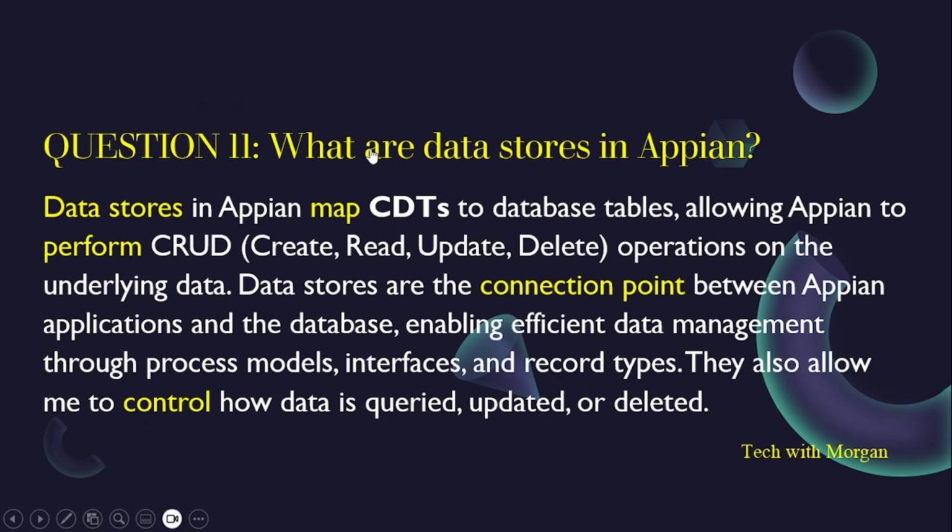Question 11. What are data stores in Appian? Data stores in Appian map CDTs to database tables, allowing Appian to perform CRUD, create, read, update, delete operations on the underlying data. Data stores are the connection point between Appian applications and the database, enabling efficient data management through process models, interfaces, and record types. They also allow me to control how data is queried, updated, or deleted.